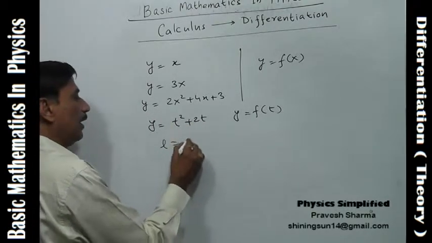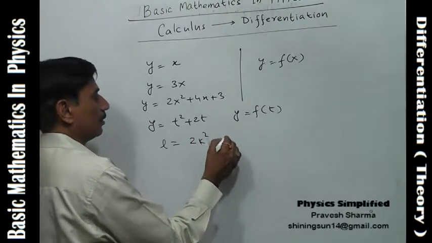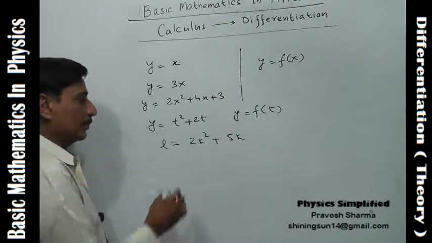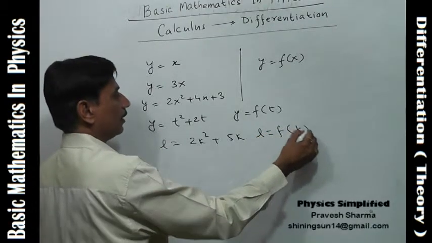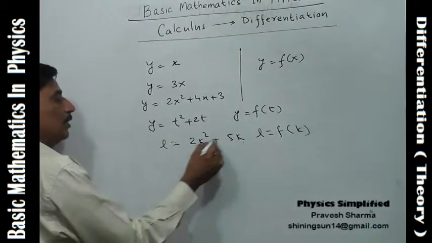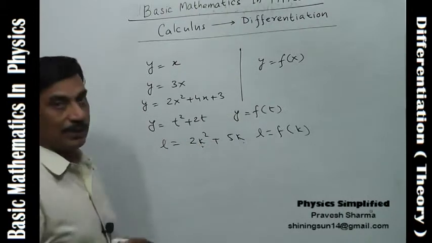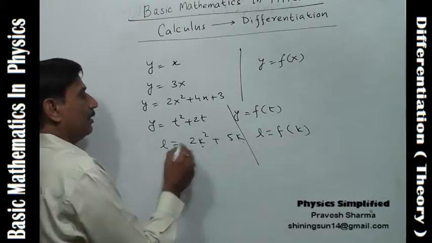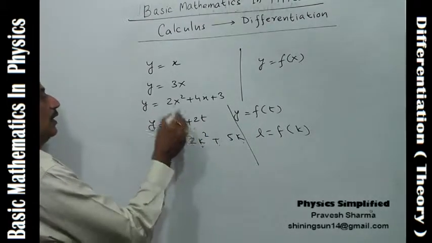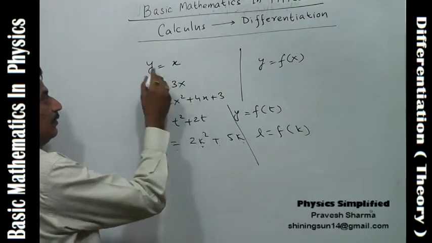Say L is equal to 2k squared plus 5k. Over here, I say L is a function of k. k is a variable. I will change the value of k, and the value of L is going to change. So, this is a function. That is, L is a function of k, y is a function of c, y is a function of x, and so on.